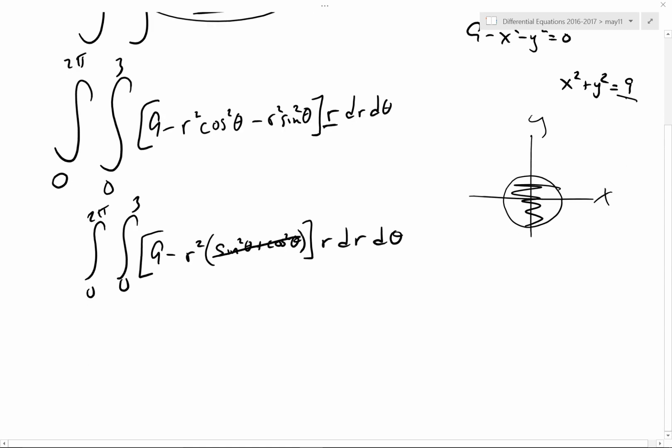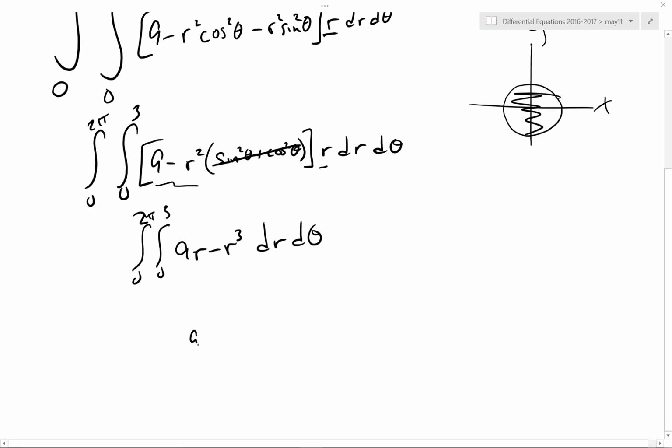It is. But notice how this is not a constant with respect to r this time, yes? It's not just r's and just thetas. So go ahead and distribute it out. And now you're ready to go to work. Again, not hard. It's just you'll screw stuff up in carrying out the processes. 9r squared over 2 minus r to the 4 over 4, from 0 to 3.